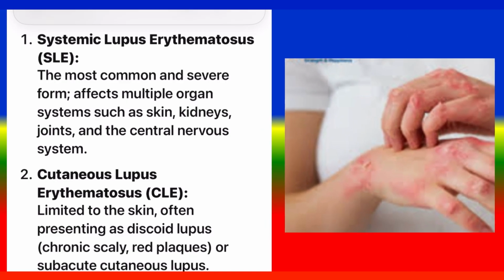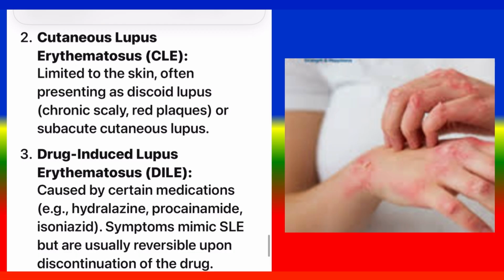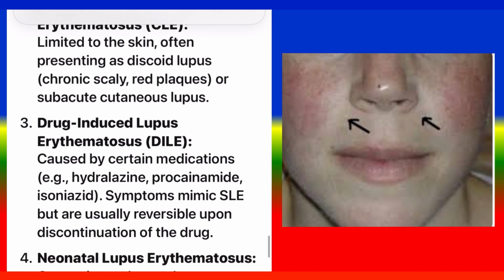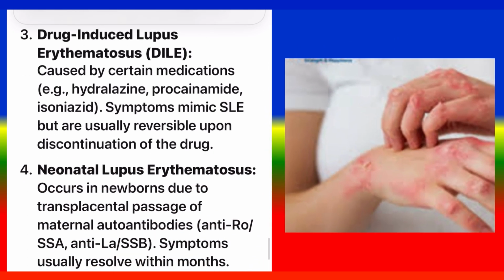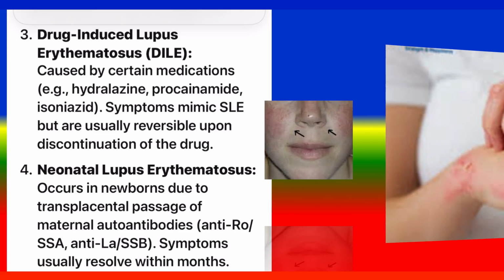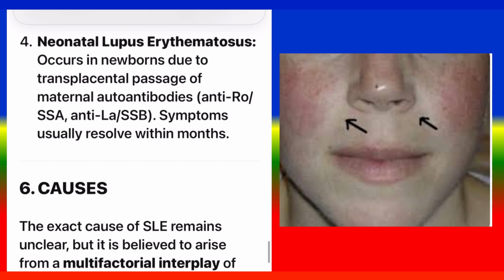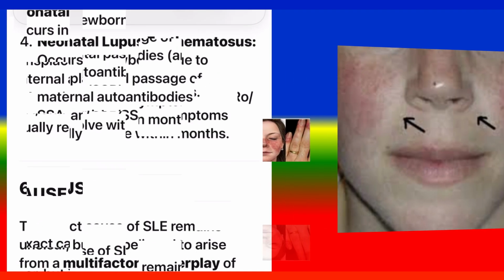2. Cutaneous lupus erythematosus, CLE, limited to the skin, often presenting as discoid lupus, chronic scaly, red plaques, or subacute cutaneous lupus. 3. Drug-induced lupus erythematosus, caused by certain medications, e.g., hydralazine, procainamide, isoniazid. Symptoms mimic SLE but are usually reversible upon discontinuation of the drug. 4. Neonatal lupus erythematosus occurs in newborns due to transplacental passage of maternal autoantibodies, anti-Ro/SSA, anti-La/SSB. Symptoms usually resolve within months.